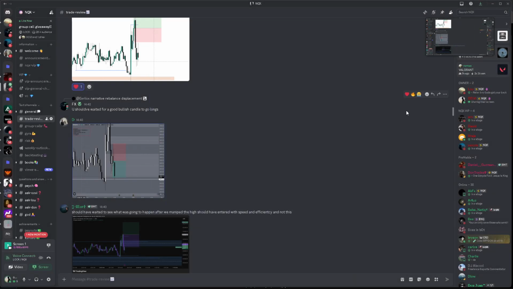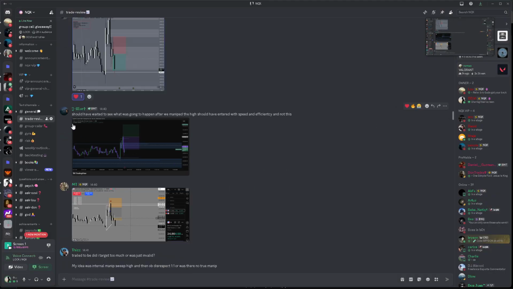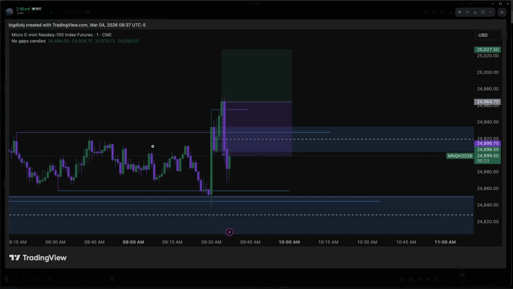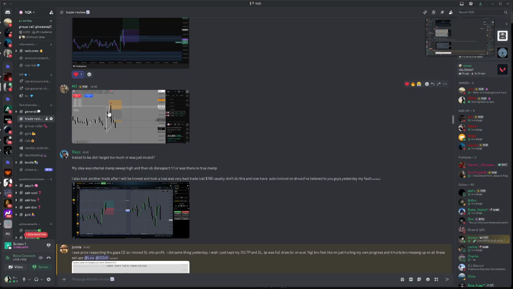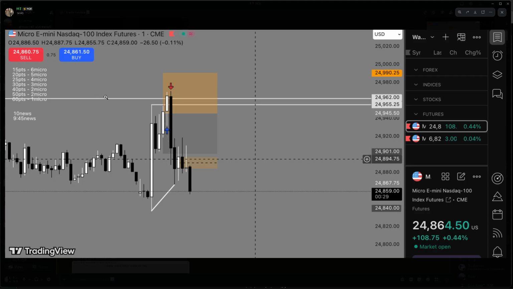1-to-1, absolutely beautiful. Should have waited to see what was going to happen after you manip the high. Should have entered with speed and efficiency and not this. Yeah, but once again, I see that you've not got the external draw marked out, so that's just lack of attention from you once again. So MT does have the external marked out, and he entered on manipulation, which is very poor. So you know we've got this draw right here, and you still don't take it into consideration. I feel like it's a bit of FOMO.